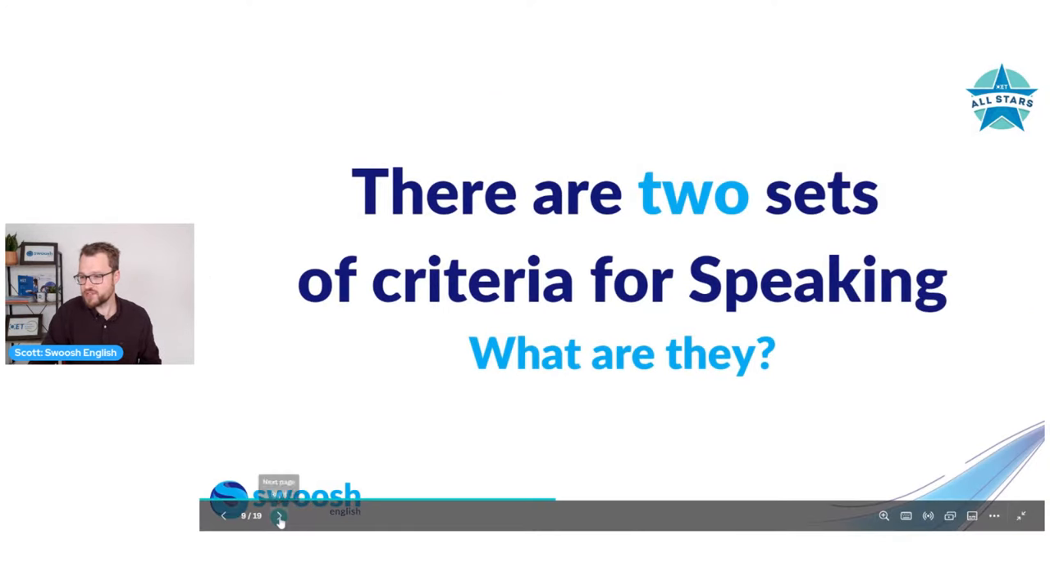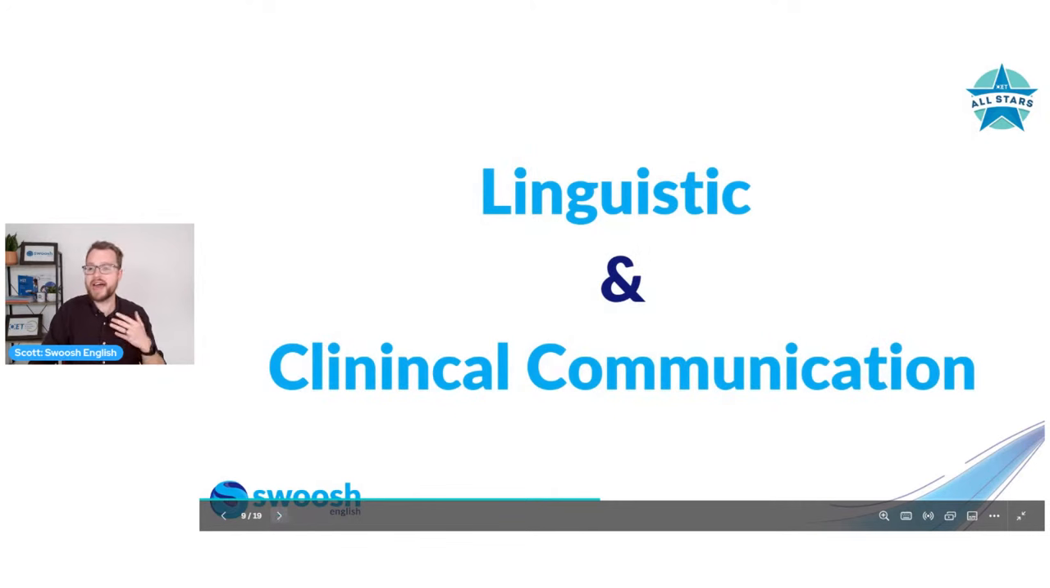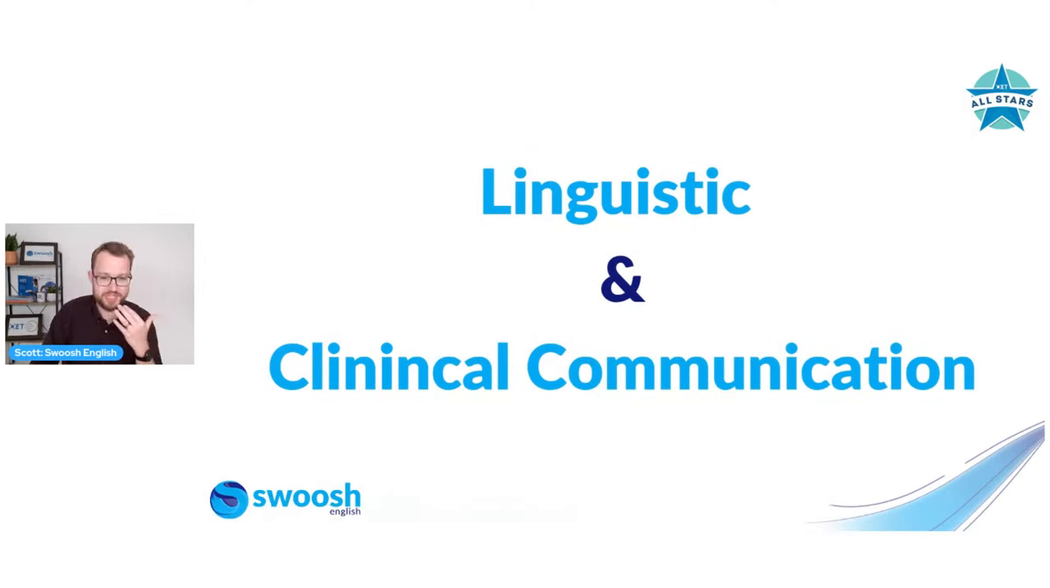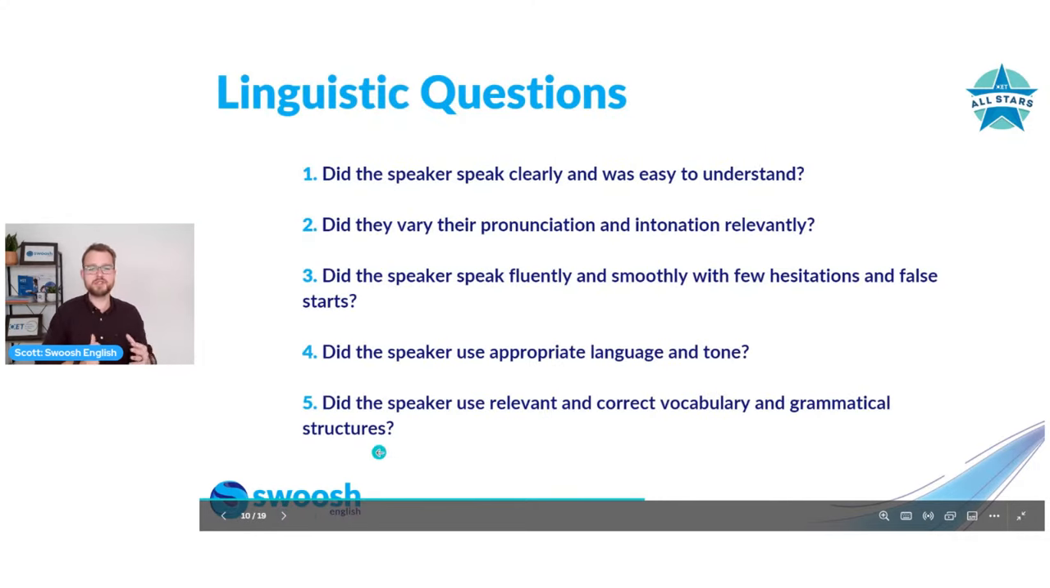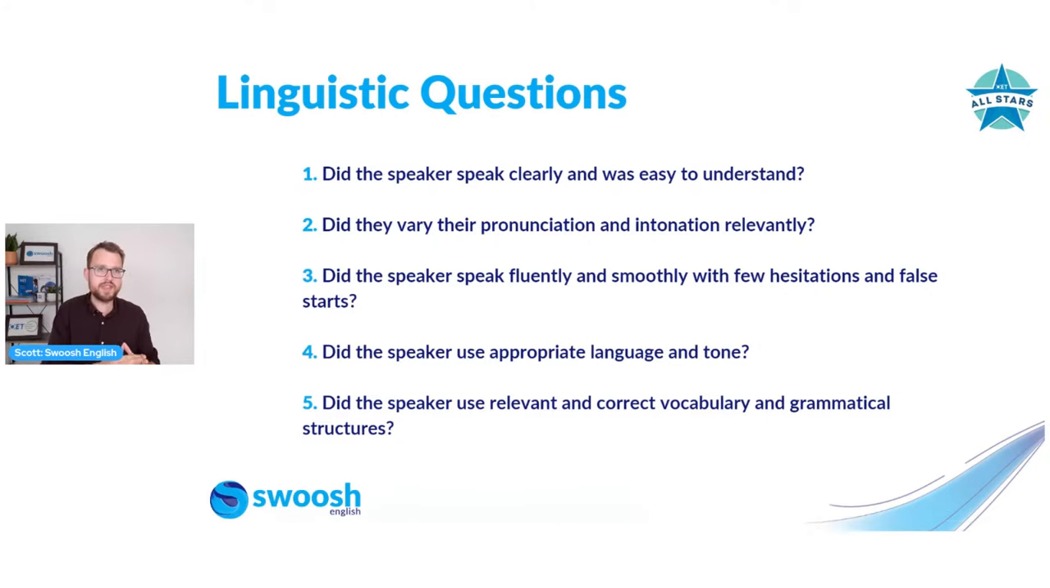So there are two kinds of speaking criteria that we have, linguistic and clinical communication criteria. So what exactly are they? Well, I want to keep things simple today and not jump into the depths of this criteria, because that could be a series of lessons in itself. I want to create a simplified metric today to gauge your speaking skills, and I've taken them in the form of some questions. So linguistic criteria are your everyday language skills, your pronunciation, your grammar, your vocabulary, your intonation, etc.